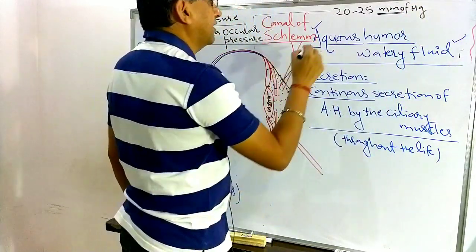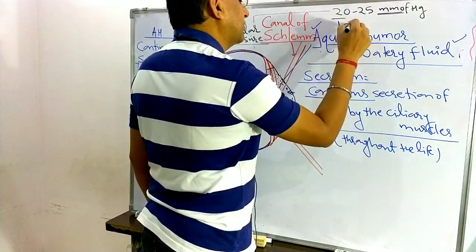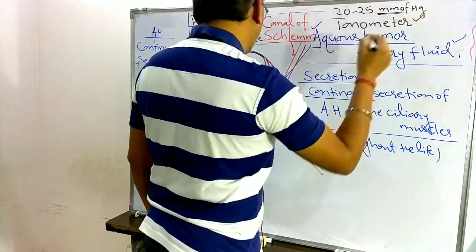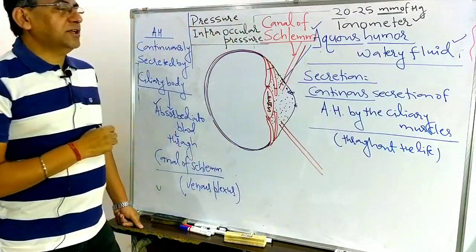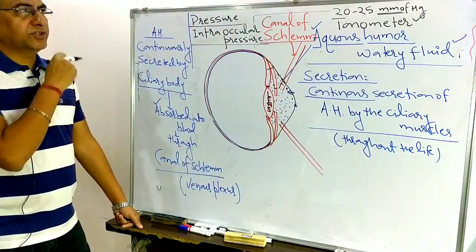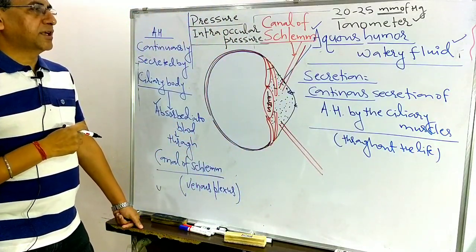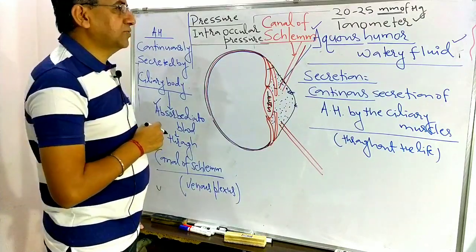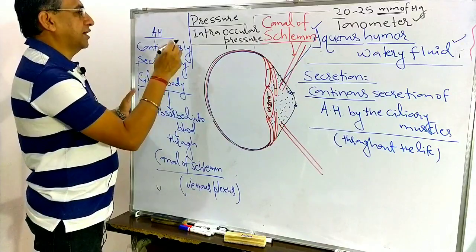It is measured with the help of an instrument that is known as the tonometer. So the average pressure is 20 to 25 mm of Hg, which is due to the aqueous humor.